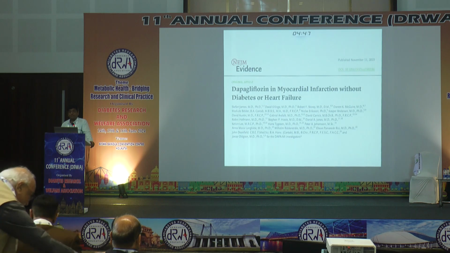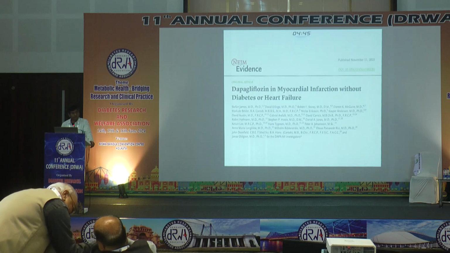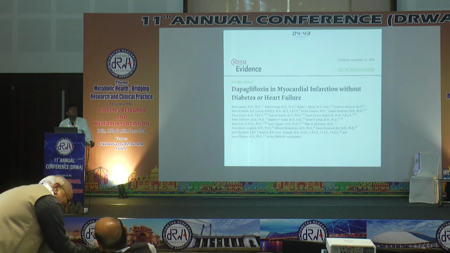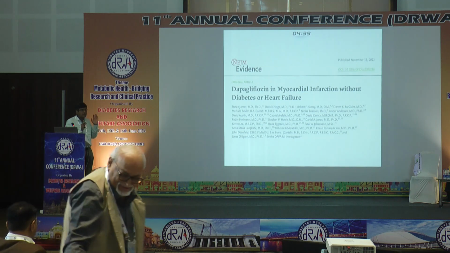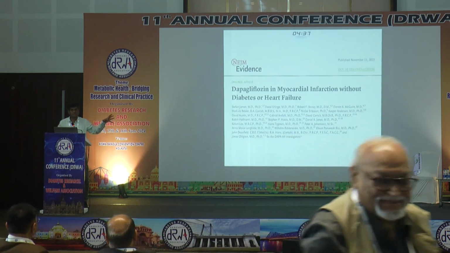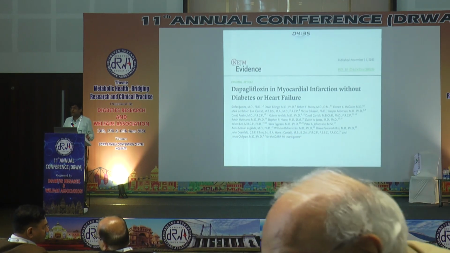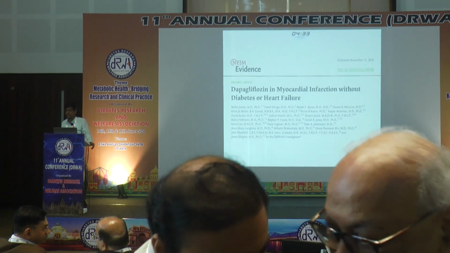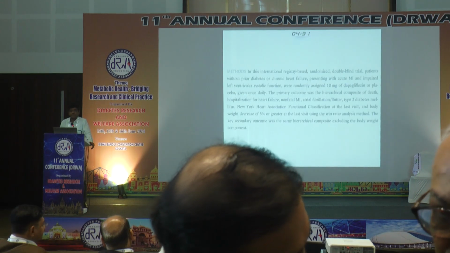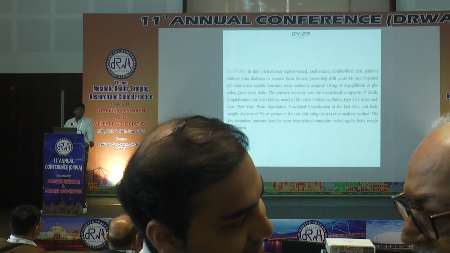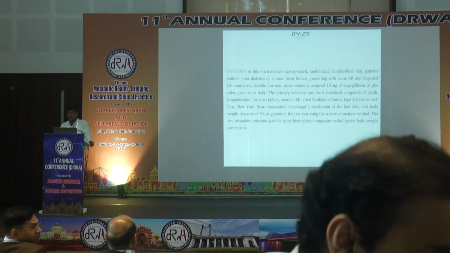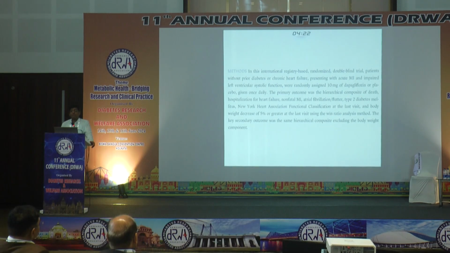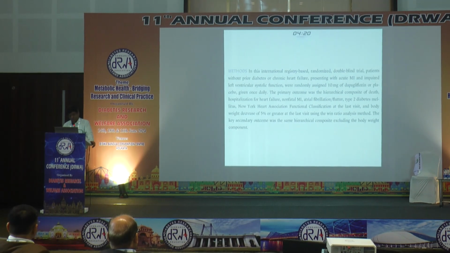This was done in individuals with myocardial infarction without diabetes or heart failure. So this is a very specific group. You will understand whether atherosclerosis is being modified, because we say someone who's had a heart attack is at very high risk of having another heart attack, right? So here you can see this is an international registry-based, randomized, double-blind study of 10 milligram of DAPA, and people tried to look out for the outcomes.